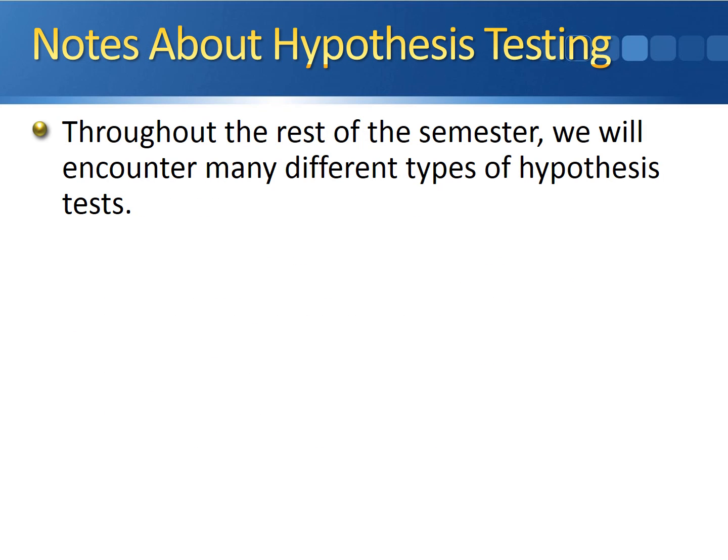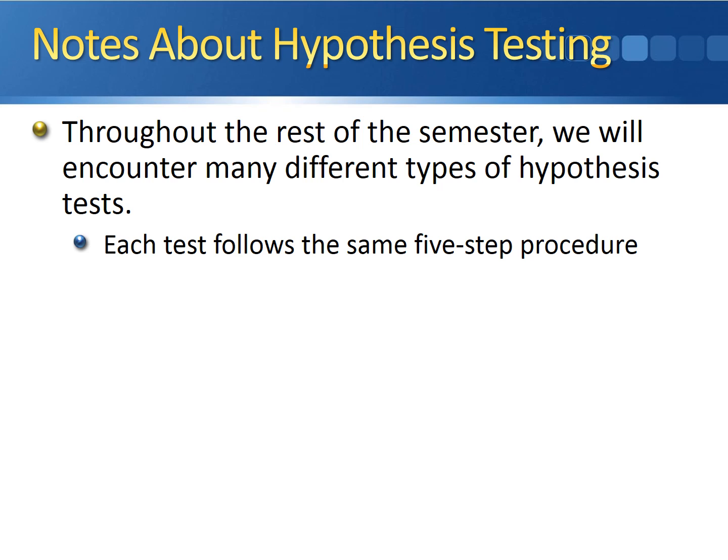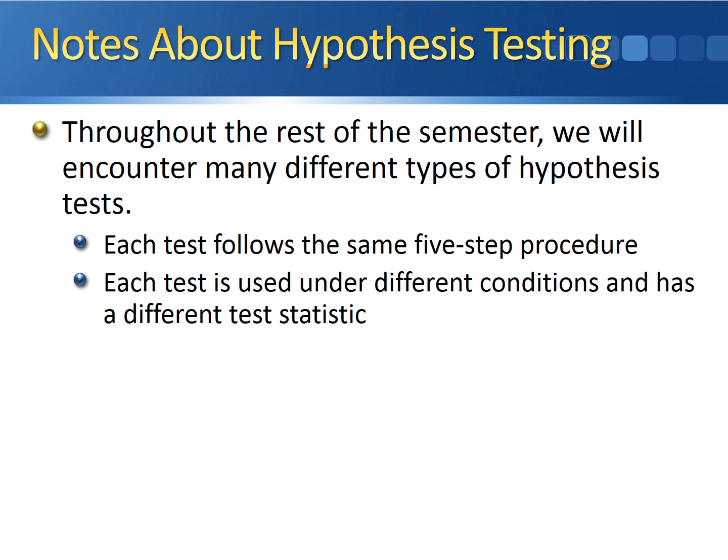I want to give you just a couple other notes that will set you up for the next several weeks. Throughout the rest of the semester, we're going to encounter many different types of hypothesis tests. What I've just shown you is one type. Each test that we do from here on out is going to follow the exact same 5-step procedure, which I'll detail in class for you. It'll make doing a hypothesis test relatively straightforward. Each test is used under different conditions and has a different test statistic. Again, we'll talk about the different conditions and the different test statistic as we come across them in each future lecture.